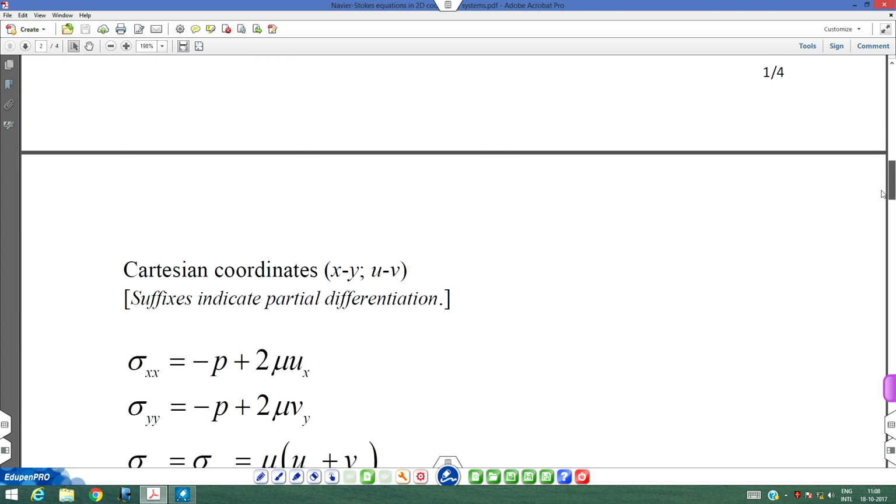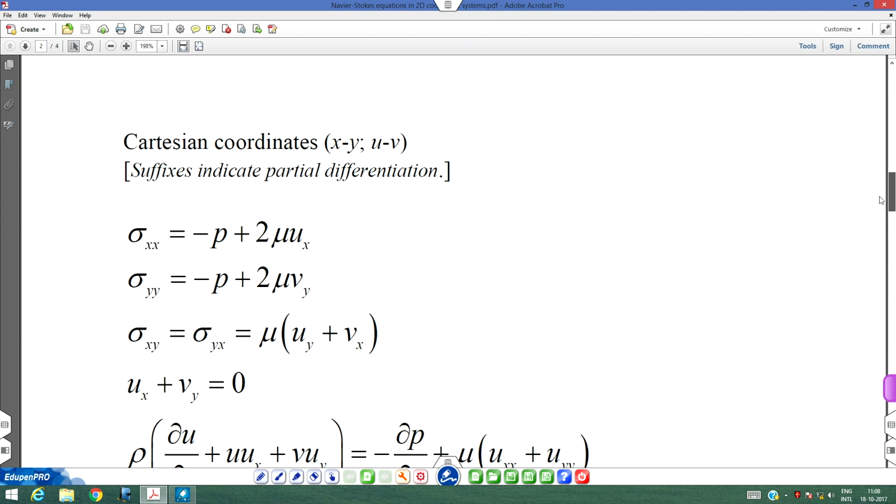Then we move on to Cartesian coordinates, x and y with u and v as velocity components, suffixes indicating partial differentiation. So, the stress sigma_ij, the stress tensor, will have components sigma_xx, sigma_yy, sigma_xy, sigma_yx, but sigma_xy is equal to sigma_yx. So, these are the expressions. Most of the time you have to evaluate sigma at the wall. So, you have to find out how the derivatives vary at the wall and evaluate them.